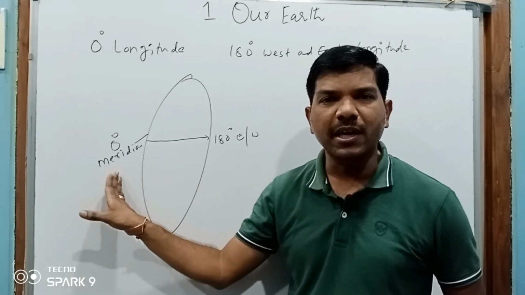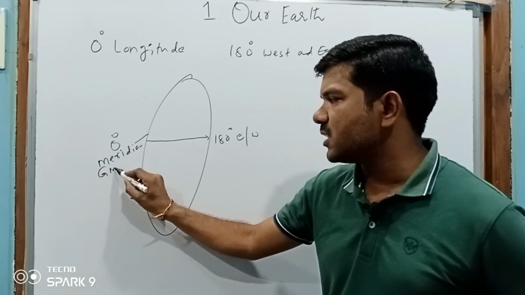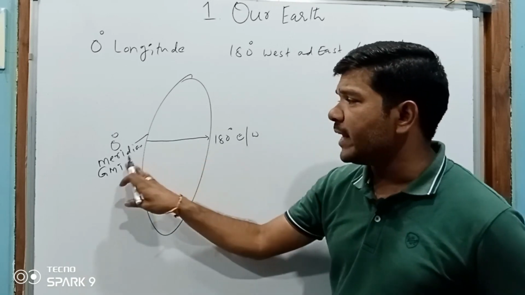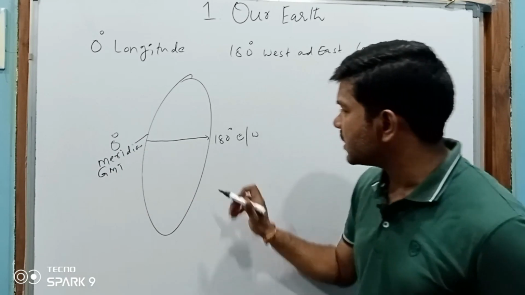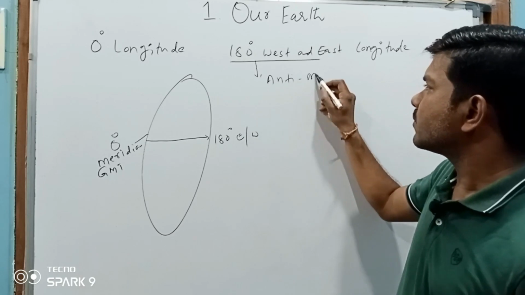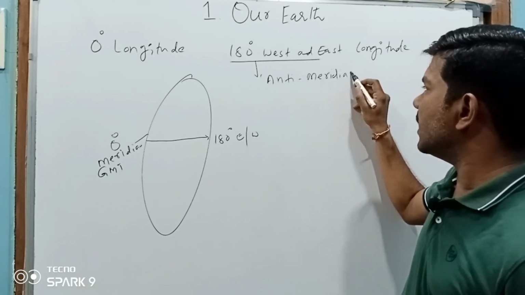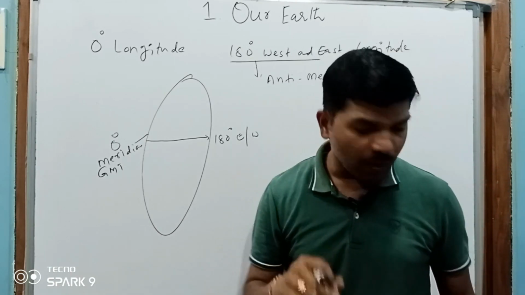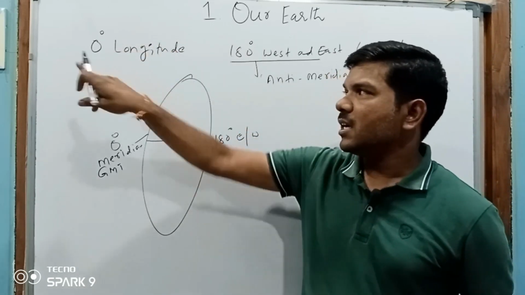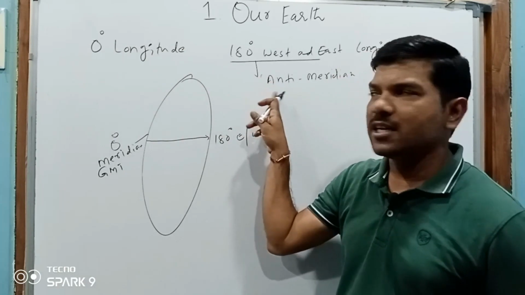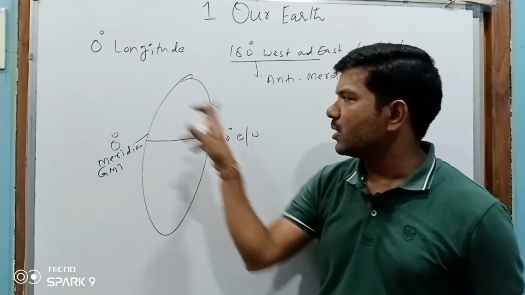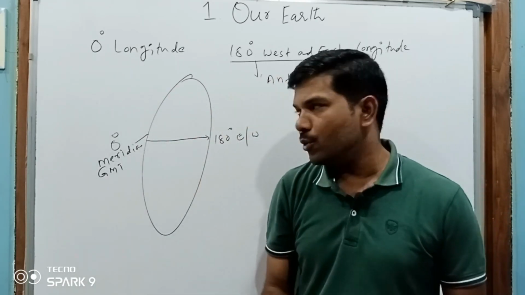Okay, this is the 0 degree meridian, also called Greenwich mean time. The 180 degree west and east are quite opposite of the 0 degree meridian, hence they are called the anti-meridian. This is very essential, very important, because it is quite opposite of 0 degree longitude. Here it is day, noon, and here it will be night. It is day, noon at 0 degree longitude, night at 180 degree longitude.